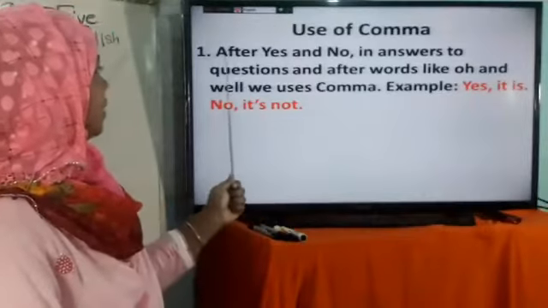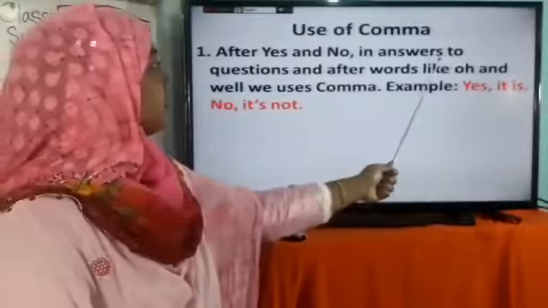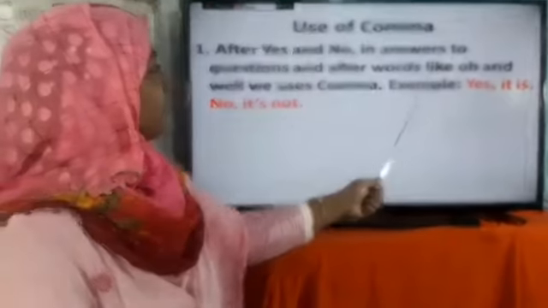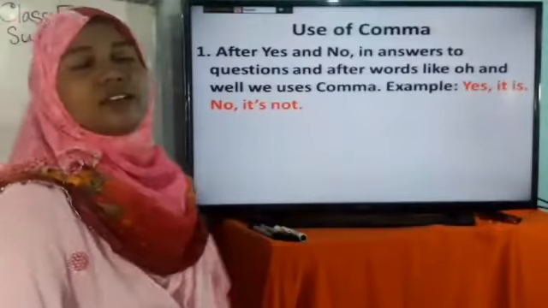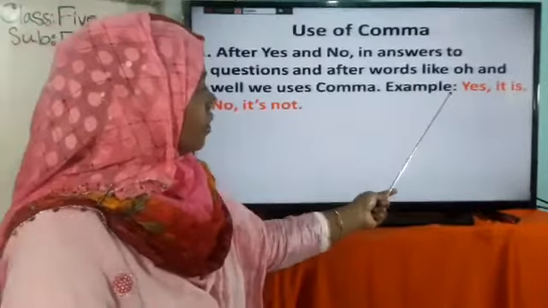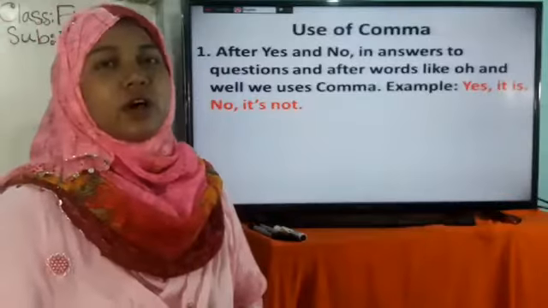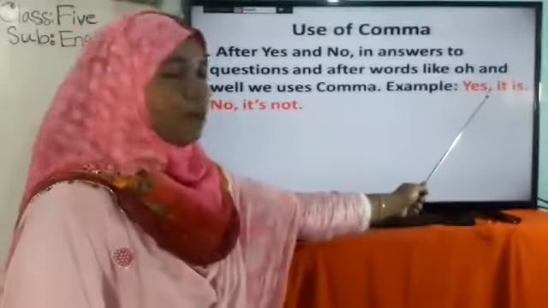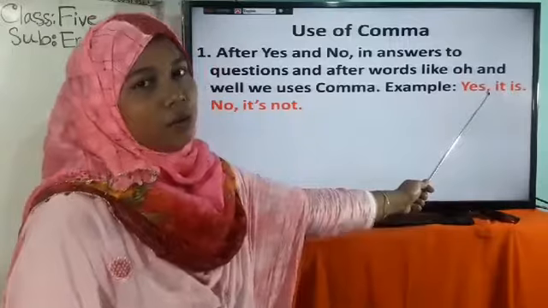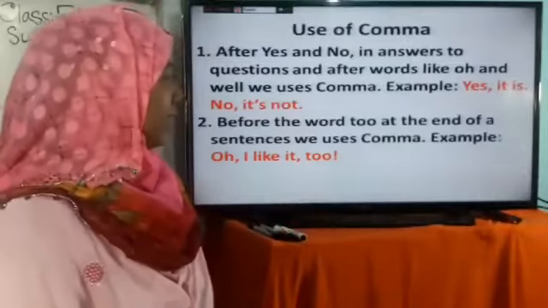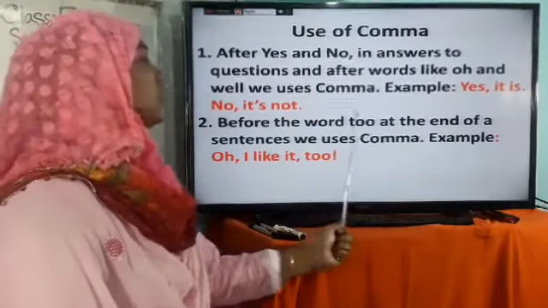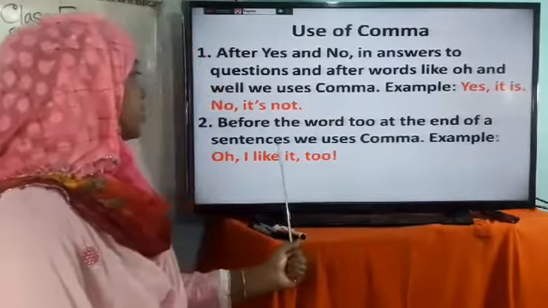My dear student, after yes and no in answers to questions, and after words like oh, we use a comma. For example, yes, it is. No, it's not. Student friends, when we write yes or no in the answer to a question, we use a comma right after the answer. For example, after yes a comma has been used here, and after no also a comma has been used.